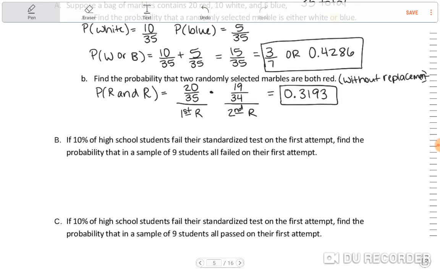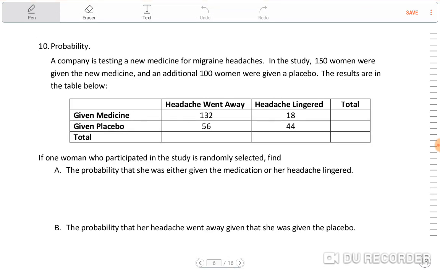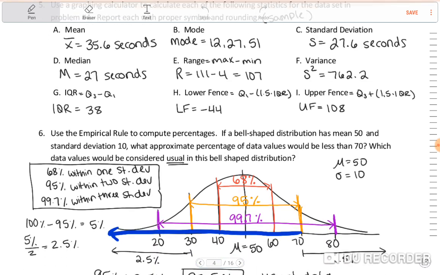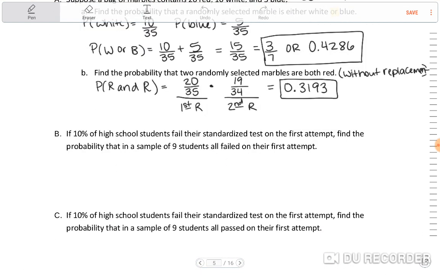So capital B says if 10%, did I really do that again? Oh my gosh. Okay, sorry.